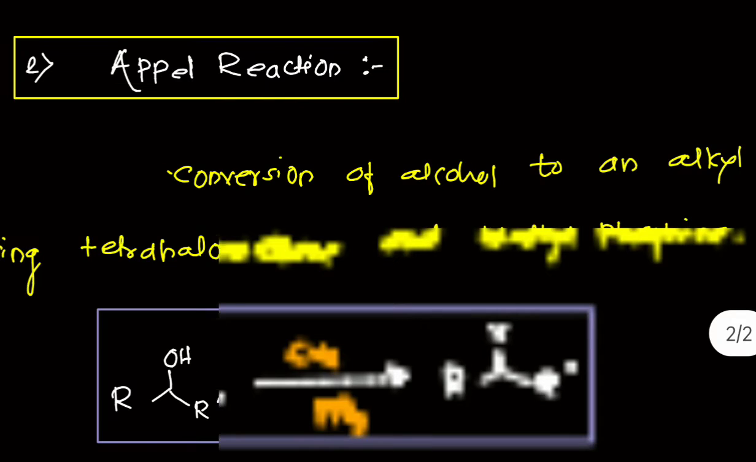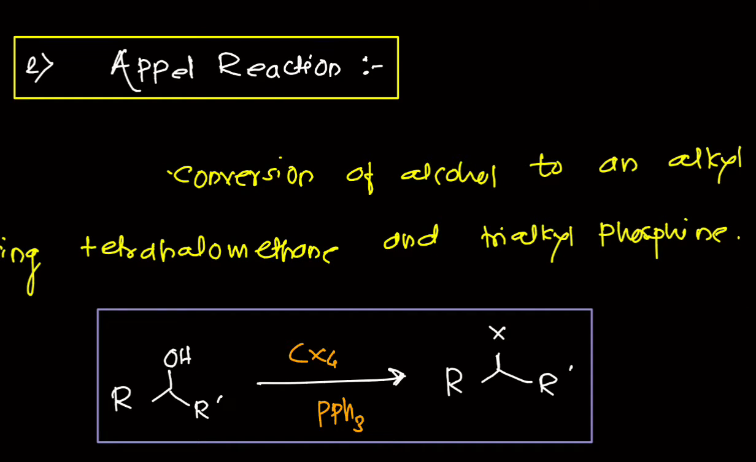You know that the Appel reaction is the conversion of an alcohol to an alkyl halide using the compounds tetrahalomethane and triphenylphosphine. So these are the two important reagents used in this transformation. We have the alcohol, and that alcohol is treated with CX4, that is tetrahalomethane, and triphenylphosphine as the reagent. It will be converted into the alkyl halide. So this best transformation from alcohol to alkyl halide is called the Appel reaction.